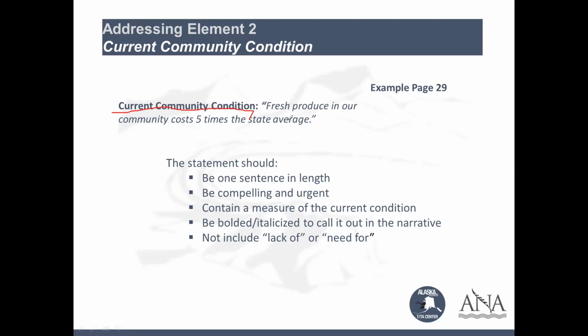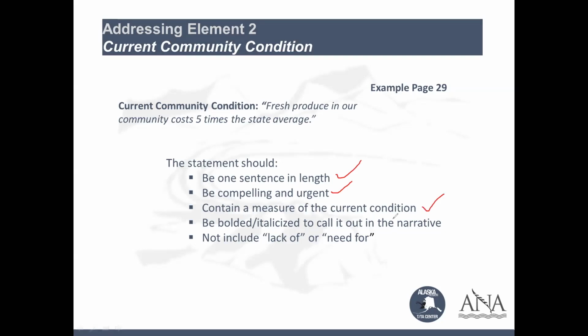So for this project that we're using as an example, fresh produce in our community costs 5 times the state average. That's pretty compelling. And it says that this is something that we should address. It's urgent. The statement should be 1 sentence in length. It should contain a measure so that you can show there will be a change, and again, bolded and italicized.